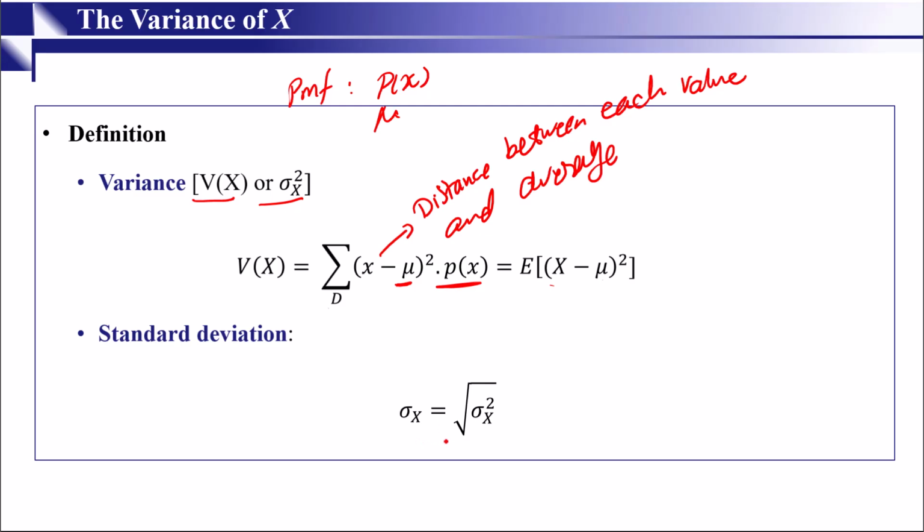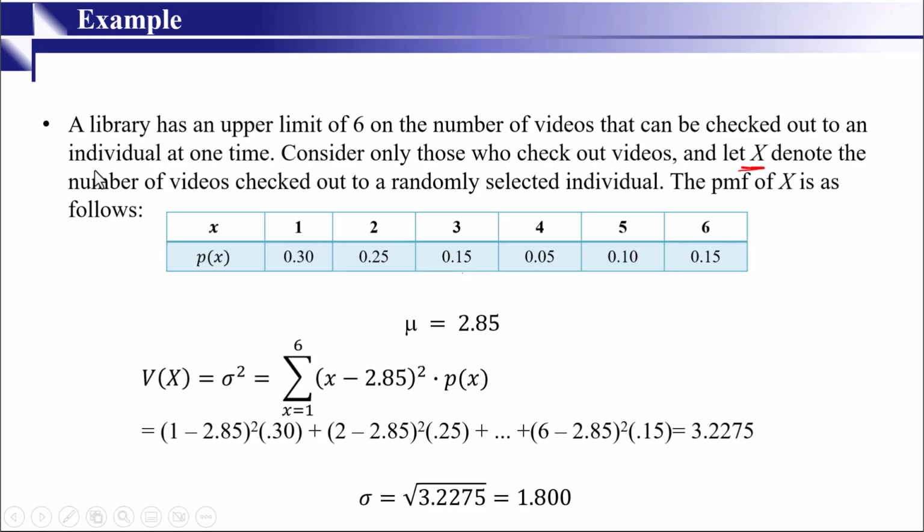And the standard deviation is the square root of the variance. So V(X) is how much X varies from its mean, and the standard deviation tells us the typical distance from mu. The standard deviation is nice because it's in the same units as X, making it easier to understand compared to variance. Let's see one example here.